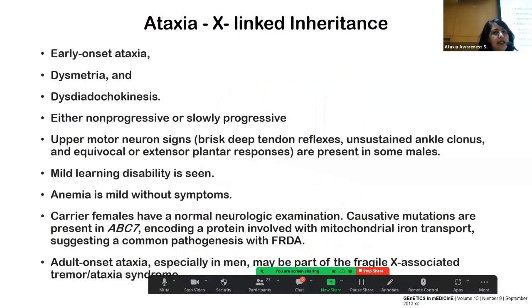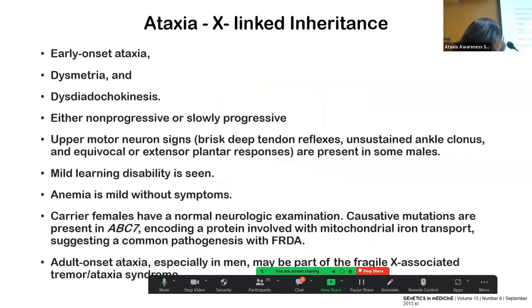So what happens in X-linked inheritance? It is mostly early onset ataxia. These difficult words are there, so just pronounce it. Dyssynergia and dysdiadochokinesis. We have been explaining these both terms very nicely, so I'll not even try to go there. It is either non-progressive or very slow progressive.